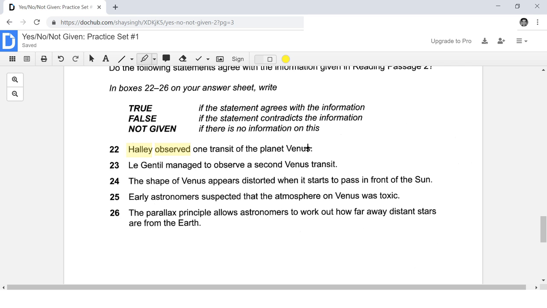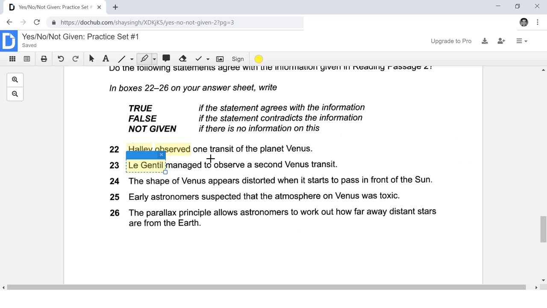For now, let's keep moving on and let's mark the keyword for our next question, question number 23, le gentil. I think that's how it's pronounced, I'm not sure. But this is going to be a great keyword for us because it's a proper noun. It's the name of a person. So that's going to be a great keyword.